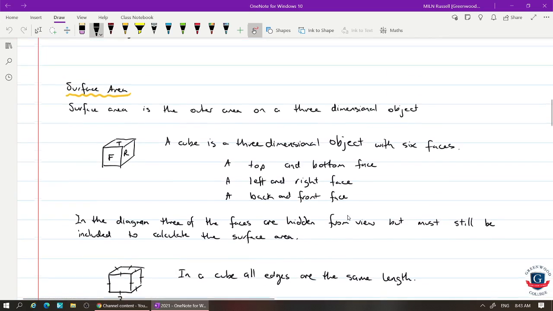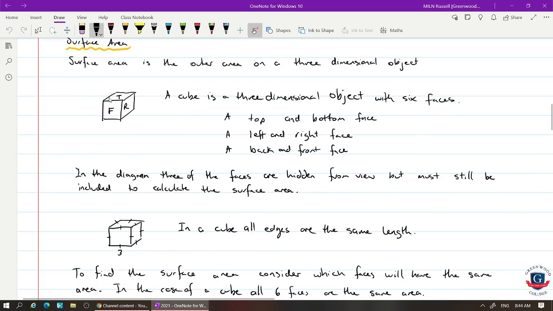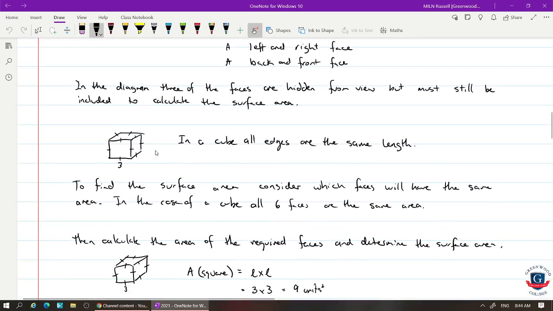On to surface area. Now when we have surface area images, especially drawn in two dimensions, there are hidden faces. So we have a front face here, but we also have a back face, a right face and a left face, a top face and a bottom face. So if we forget one of those faces, we'll get the surface area wrong. Even if the faces are hidden, we still have to count them.